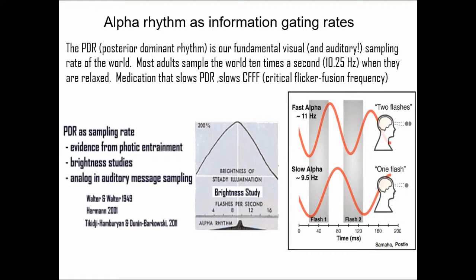world. We've known this for over 70 years, since 1949. And there's a recent study looking at flashing and someone detecting 1 or 2 flashes based on the rate of the flashes. If the flashes are faster than the person's alpha peak, they see it as 1 flash. If they sample fast enough, you see 2. And that's evidence that the alpha peak is a sampling rate.